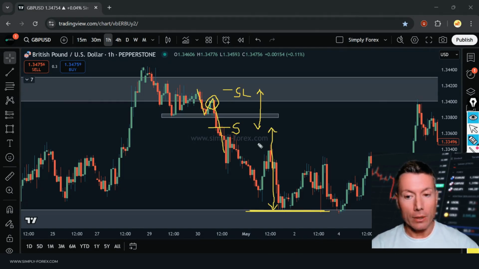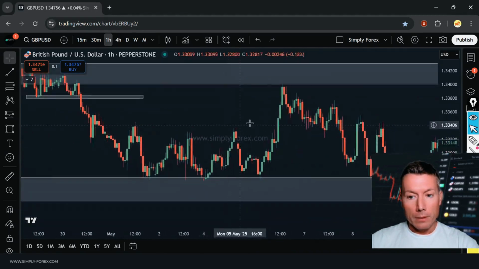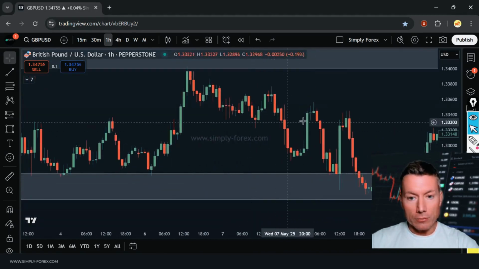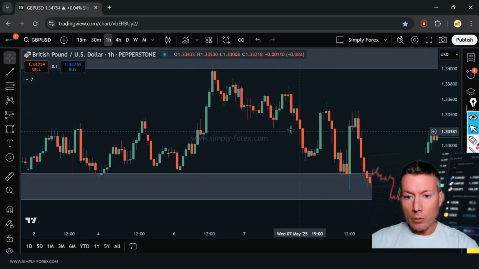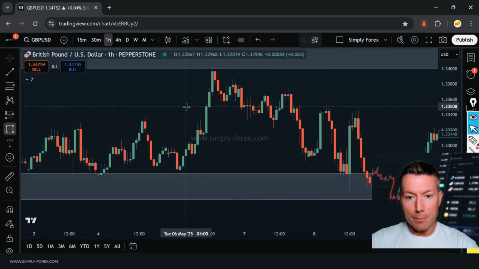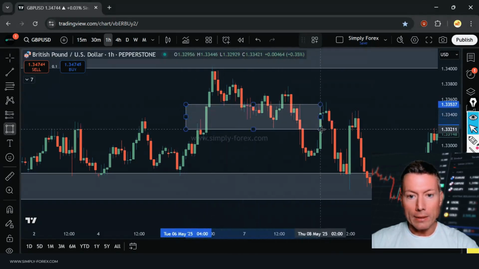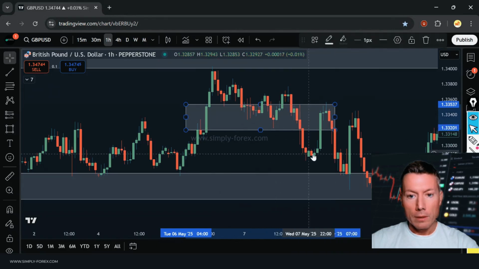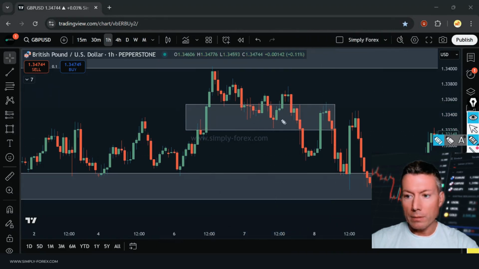And that's it, guys. You don't need to know where the fair value gaps are. It's not that important. Because even here, I would say you have a fair value gap in here. A big bullish green candle that never got filled. I'm talking about this candle here. This would have been a potential fair value gap.